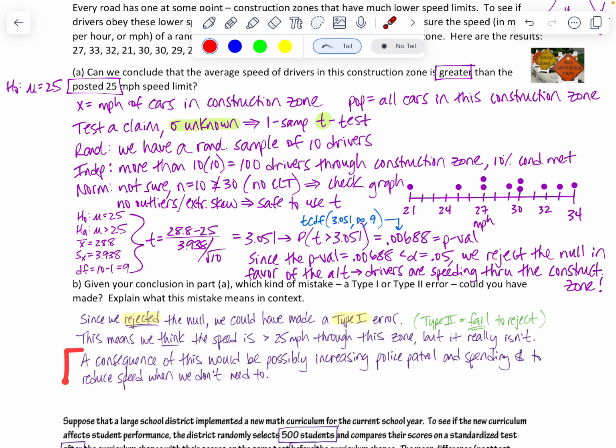So that is something that you need to be able to follow up your conclusions with. That is kind of a recap of type 1 and type 2. And that concludes this example.